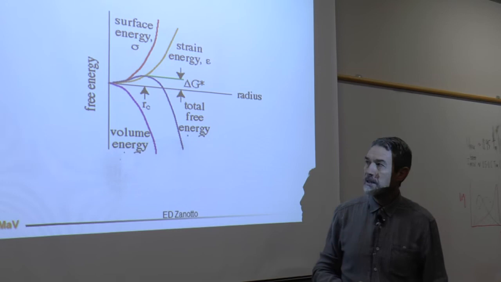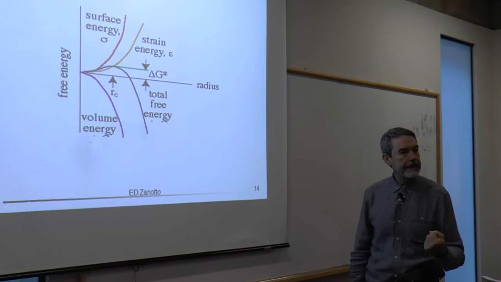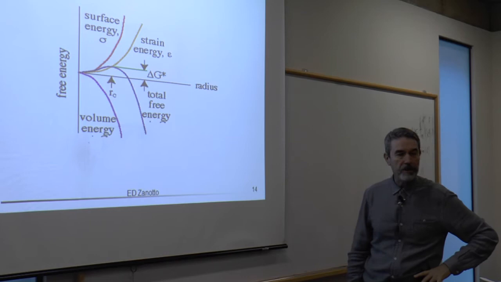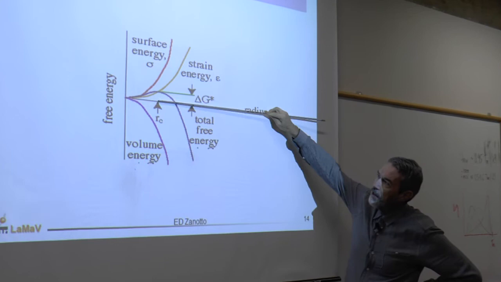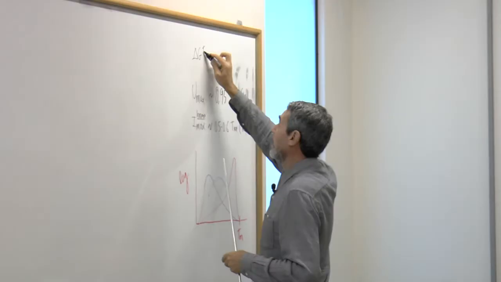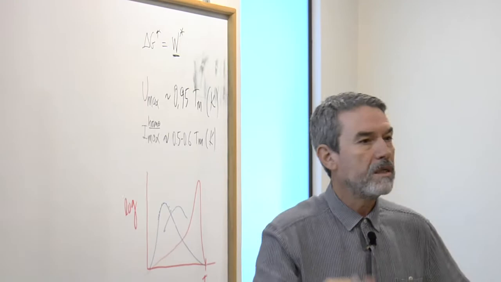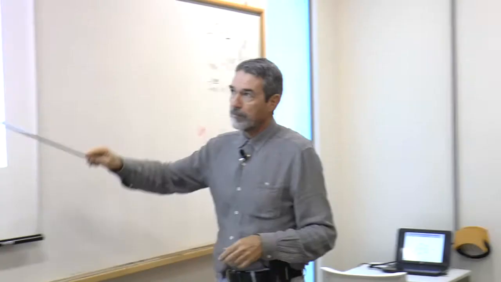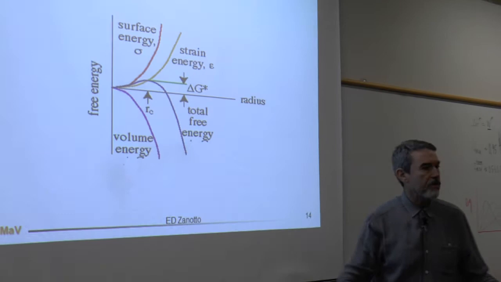This gives the overall picture of this fight between all these three types of energies: two positive energies, one negative, and the delta G star. This is the work of formation of a critical nucleus, delta G star, which is also known as W star. W comes from work, thermodynamic work. It is the barrier, the thermodynamic barrier that has to be overcome for the nucleation process.